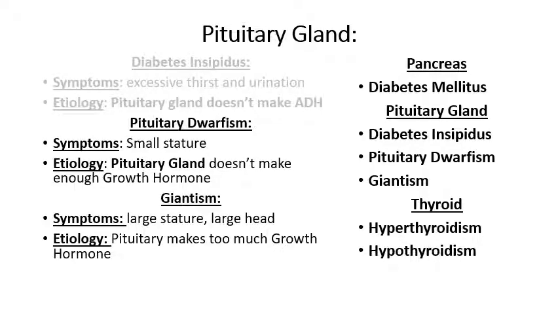All right, now let's look at some other problems with the pituitary gland. Okay, so pituitary dwarfism, you have a small stature. That's because the etiology is your pituitary gland doesn't make enough growth hormone. You can fix that by taking drugs, a specially designed substitute for growth hormone. And pituitary giantism, the symptom is that you're very large, you grow very tall, and the etiology is that the pituitary gland is making too much growth hormone. Sometimes that's because there's a cancerous tumor on your pituitary gland that is forcing it to become overactive.